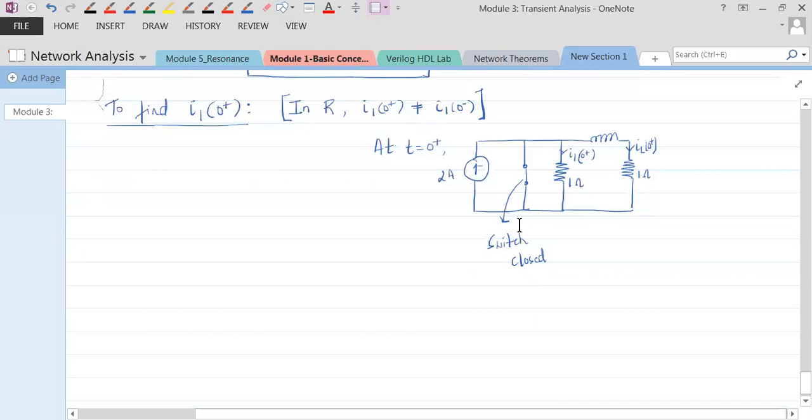Okay. So therefore we can say I1 of 0 plus is what? 0 amps. Why? This current will not go here at all. Whole of this current will keep flowing in this particular path. Understand that? So we have found out what? I1 of 0 plus.